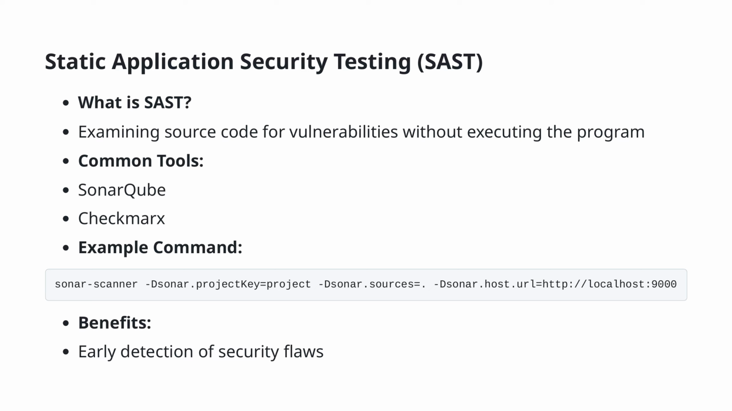The primary benefit of SAST is the early detection of security flaws. By identifying issues during the initial stages of development, SAST helps in mitigating risks before they evolve into more severe problems during runtime, ensuring a more secure and robust software product.